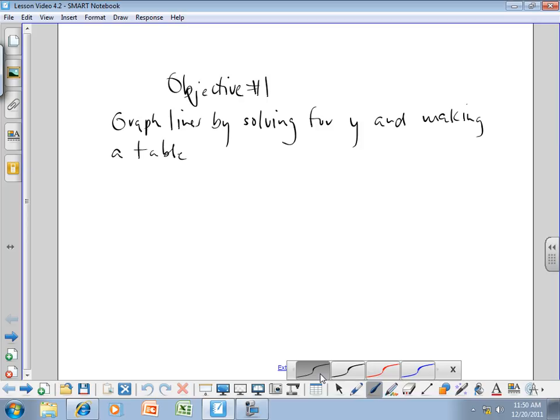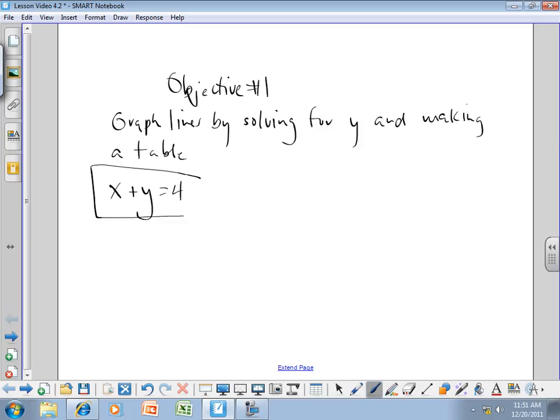And the first thing you're going to be asked to accomplish, the first objective that they want you to cover, is to be able to graph an equation like this: x plus y equals 4. Well, what we're going to do is solve this equation for y. That means we're going to get y by itself.